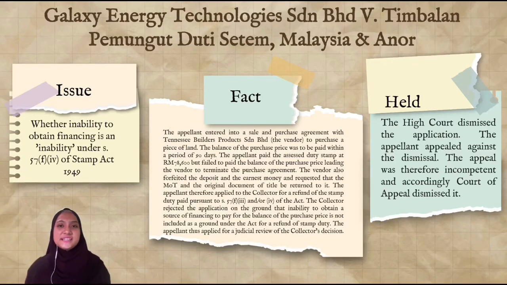The issue here is whether inability to obtain financing is an inability under Section 57(4) of the Stamp Act 1949. The High Court dismissed the application. The appellant appealed against the dismissal. The appeal was therefore incompetent and accordingly the Court of Appeal dismissed it.